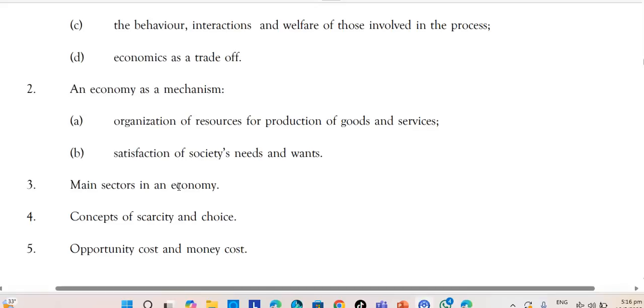The second sector in an economy is a secondary sector, and this deals with manufacturing and industry. So the secondary sector takes the raw materials from the primary sector and processes or manufactures them into finished goods. For example, let's look at food processing.